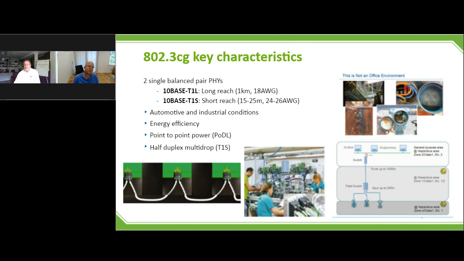And the half duplex mode is primarily there to allow it to work on shared media networks, what we call multi-drop in 802.3CG speak. So yeah, but not always.